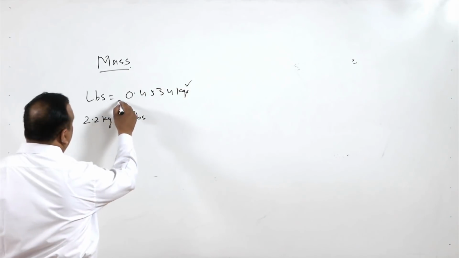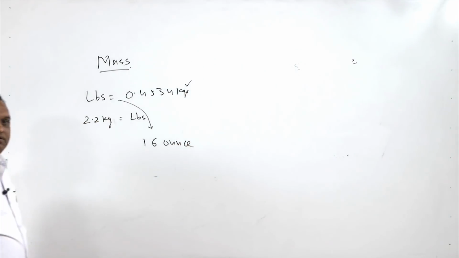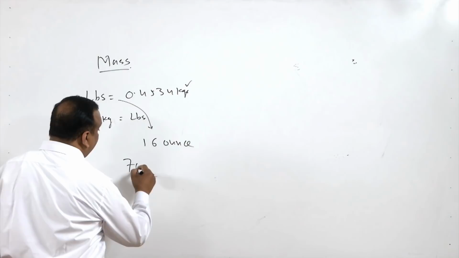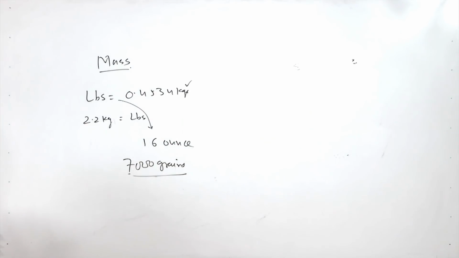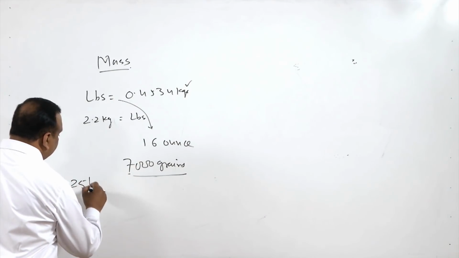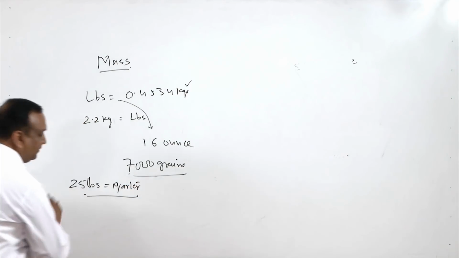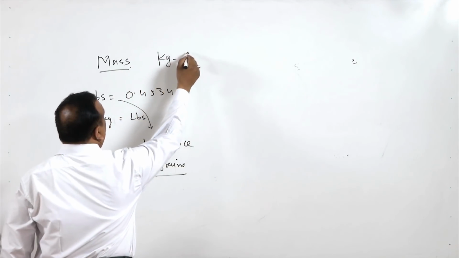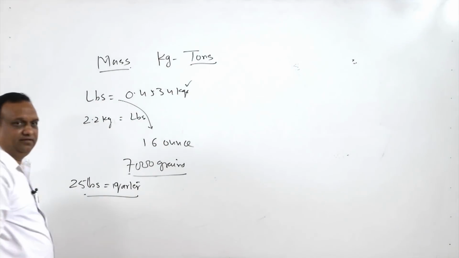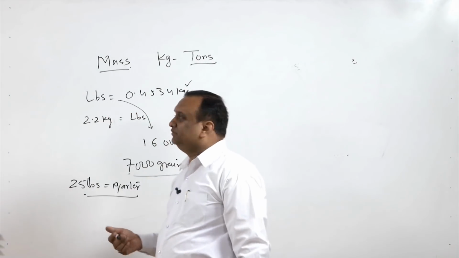In a pound, there are 16 ounces. In a pound, there are 7,000 grains. Though these units are not being used nowadays, as an engineer, we must know. 25 pounds is 1 quarter. But nowadays, mainly we are focusing on kgs or tons, right? If the mass is very large, then we express it in terms of tons.